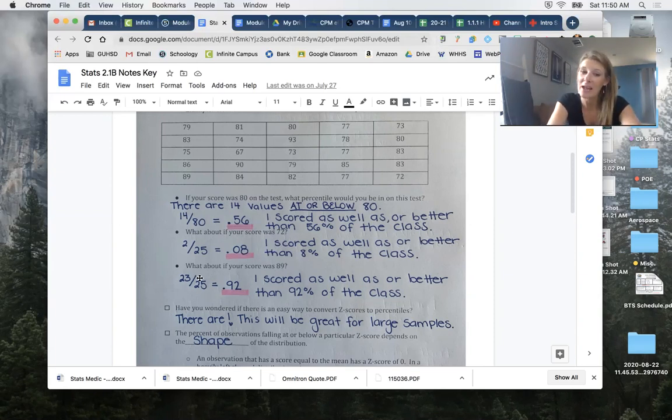If I got an 89, there were actually only 2 people that did better than me. I'm in the 23rd out of 25. I'm in the 92nd percentile for test takers in my class.